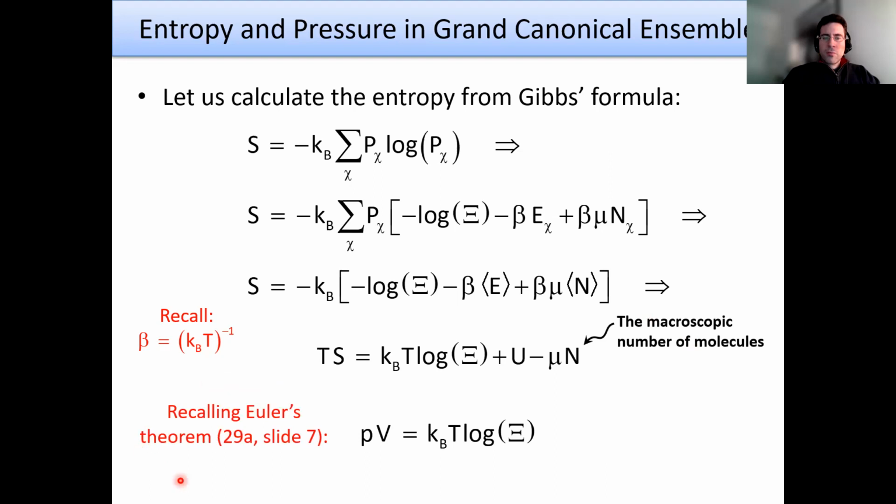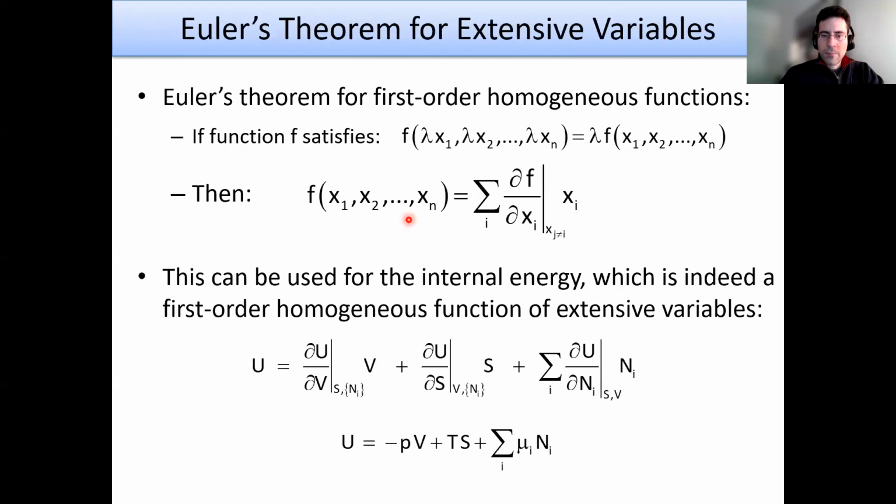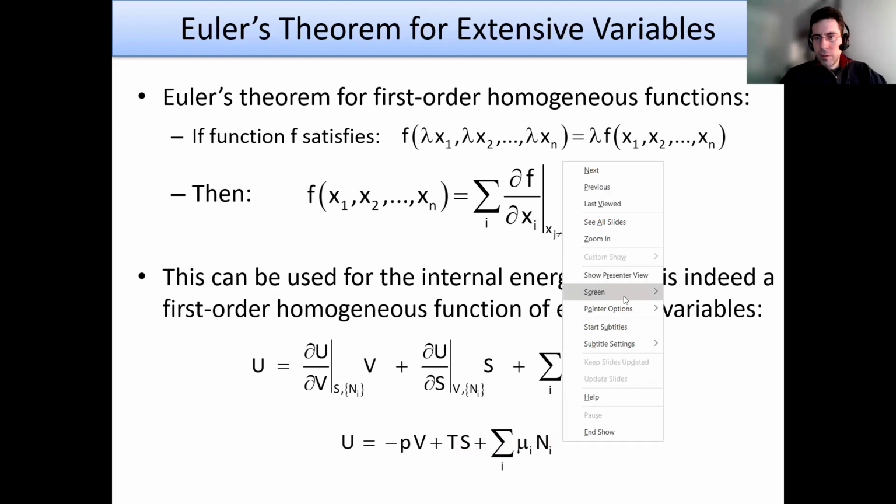Now, here we can recall Euler's theorem, right? So let's try to see it again. I should have copied it probably, which was on slide 7. Right, so this was here. This is Euler's theorem. And if we have only one type of particles, this will be U equals minus PV plus TS plus nu times N. So if we go back to the slide that was previously, just remember this thing here.